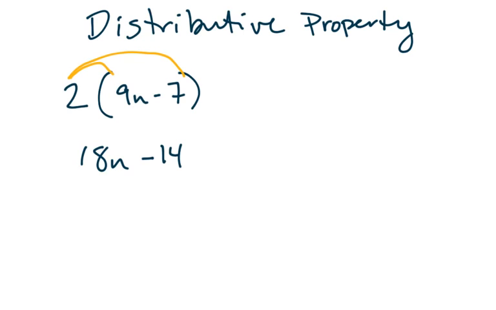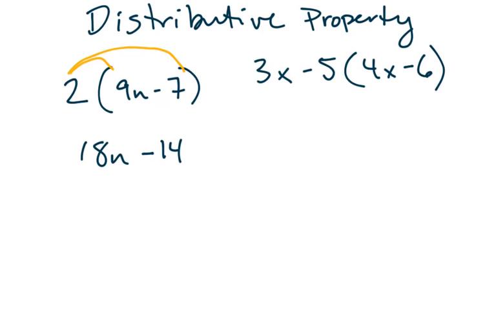Now, number 2 on your worksheet is 3x minus 5 times the quantity of 4x minus 6. Here's the thing to watch out for: we're going to do negative 5 times 4x and negative 5 times negative 6. Okay? So we're not going to do anything with this 3x. We're going to start by rewriting 3x, and then I'm going to take negative 5 and distribute it to each of the terms inside the parentheses.